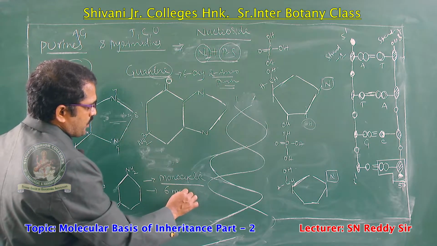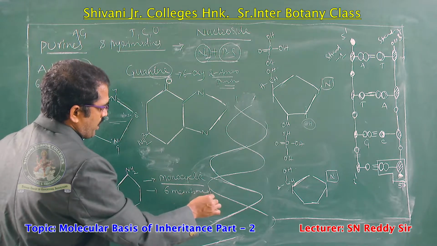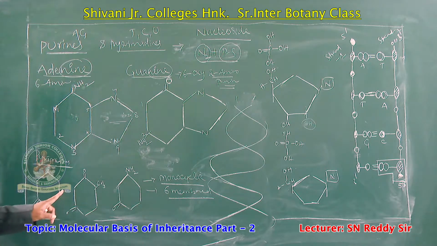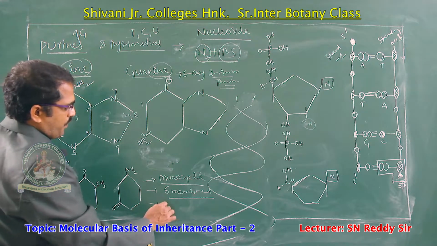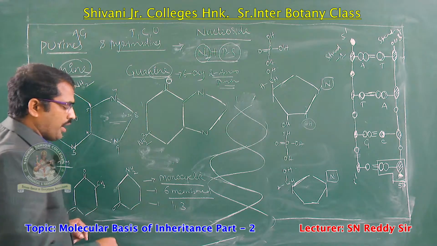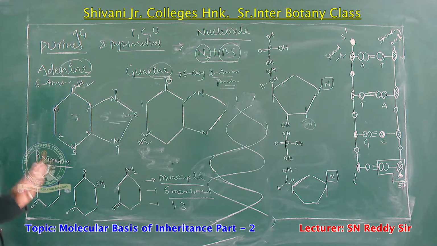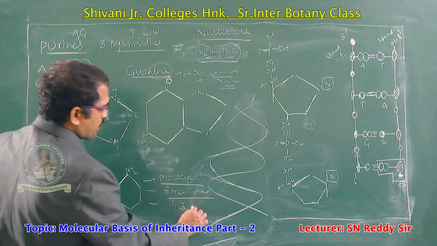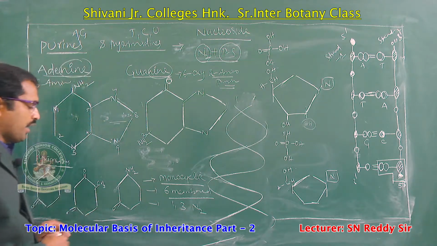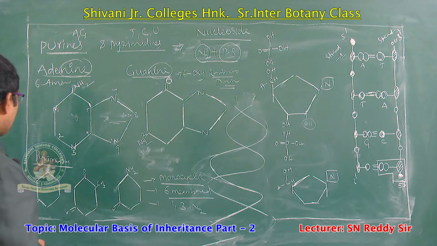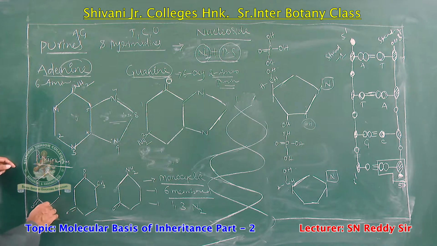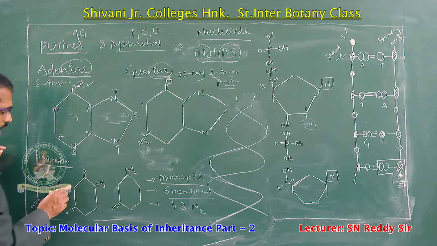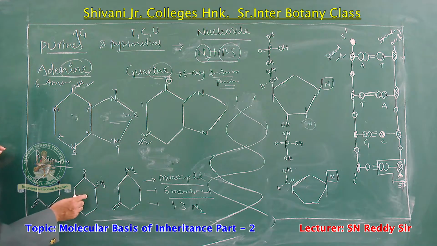Six-membered ring compounds. In this, at the first position and third position, we find nitrogen. Okay, first and third position. So now, structurally, you see, these are the structures of pyrimidines.